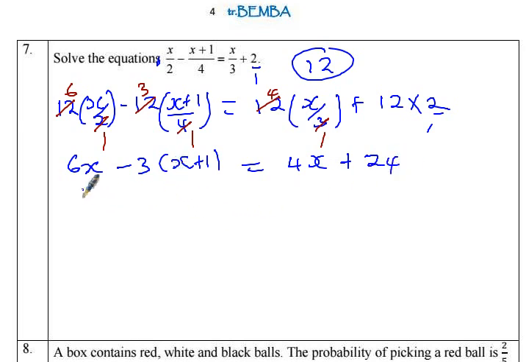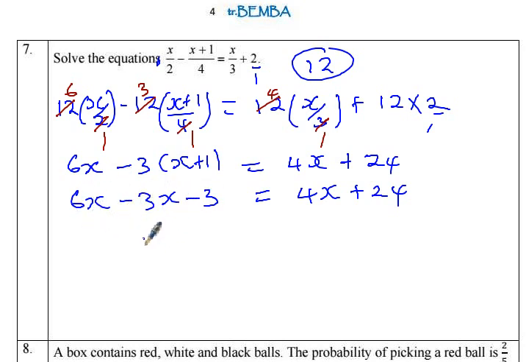Good. We need to open brackets here. 6x minus 3x. Again, minus 3 times positive 1 gives me minus 3. You need to be careful there. Minus 3 times this, minus 3x. Minus 3 times positive 1, minus 3 is equal to 4x plus 24. Okay, when we simplify this, we have 3x.